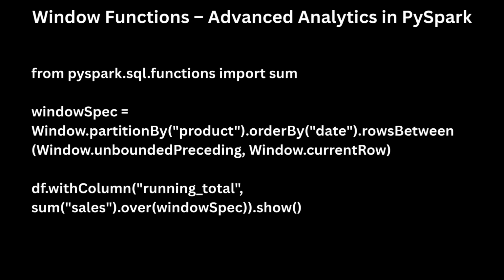Let's see an example use case. Running total: need a running total of sales for each product? This adds a cumulative total of sales per product, ordered by date, super useful in financial or time series analysis. Window functions are your go-to for complex analytics without aggregating away rows. They're incredibly useful when you need row-level context in your data transformations.